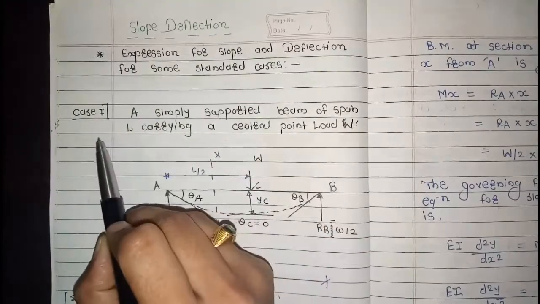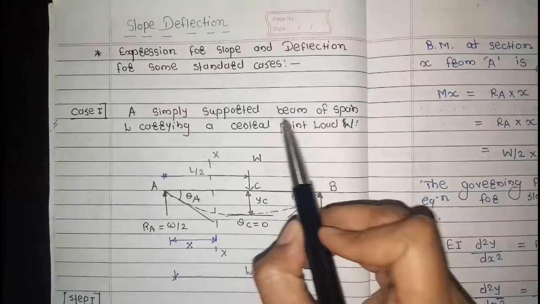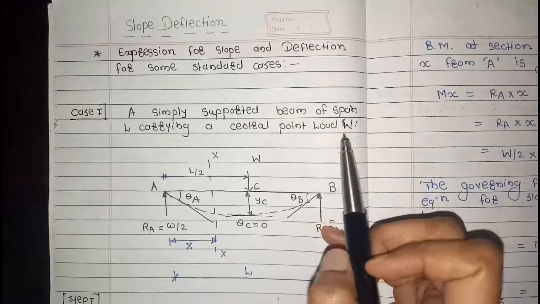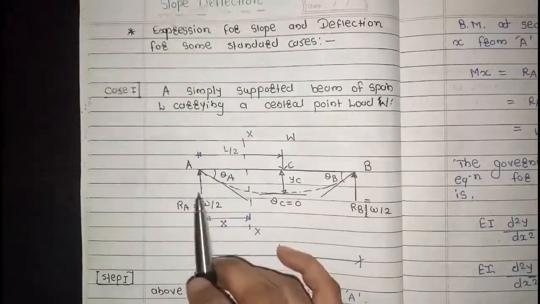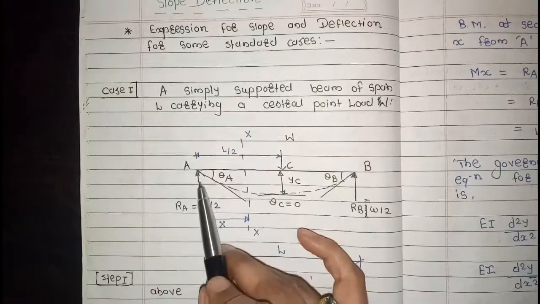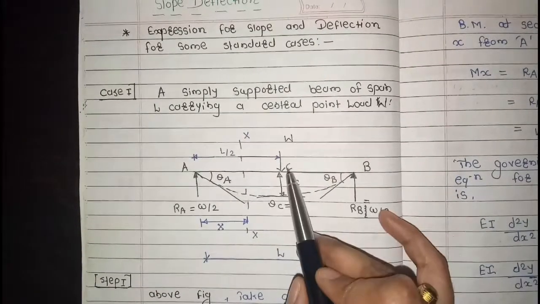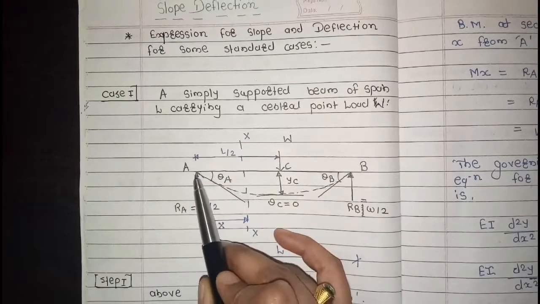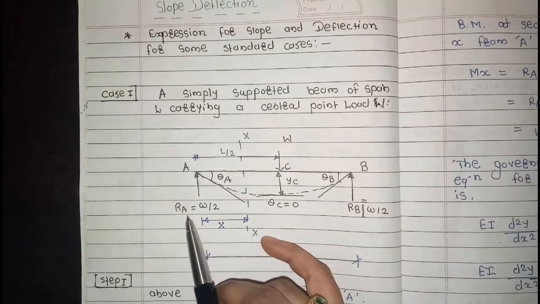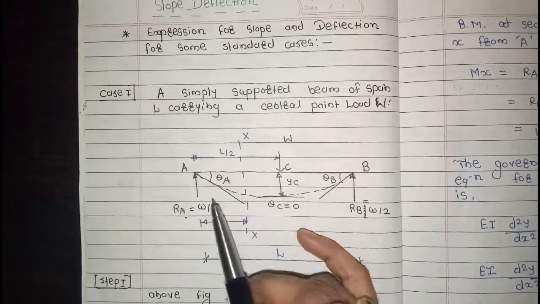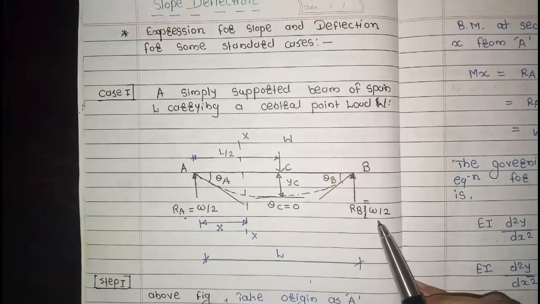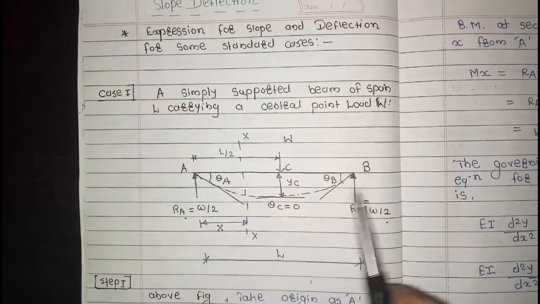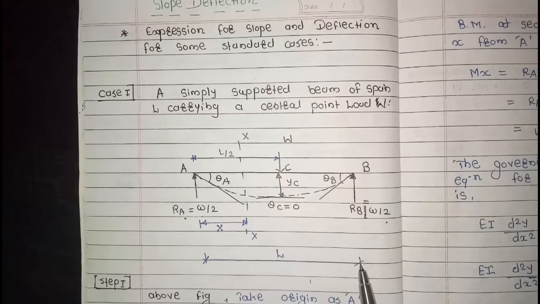Case first, a simply supported beam of span L carrying a central point load W. So this is the simply supported beam, both ends are simply supported with point load W. Then the reaction at support A, RA is equal to W by 2, and reaction at support B, RB is equal to W by 2 of the simply supported beam of span L.